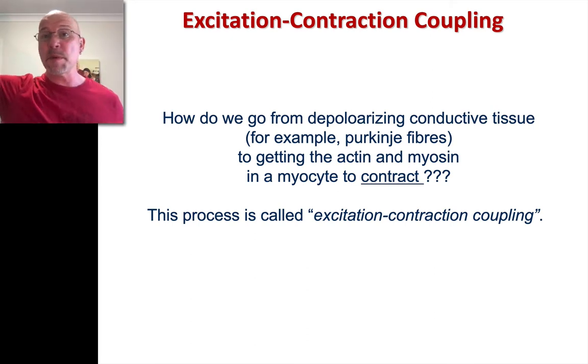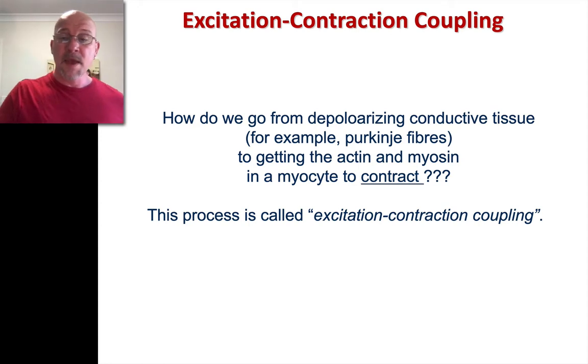How do we get them to start the contraction, the actin-myosin contraction inside? Just because the plasma membrane is depolarizing doesn't necessarily mean anything's going on deep inside the cell. So how do we get that to work? That process of connecting the two is the excitation contraction coupling.